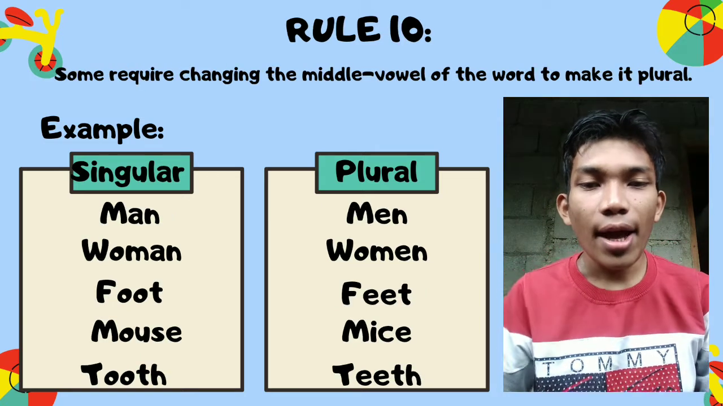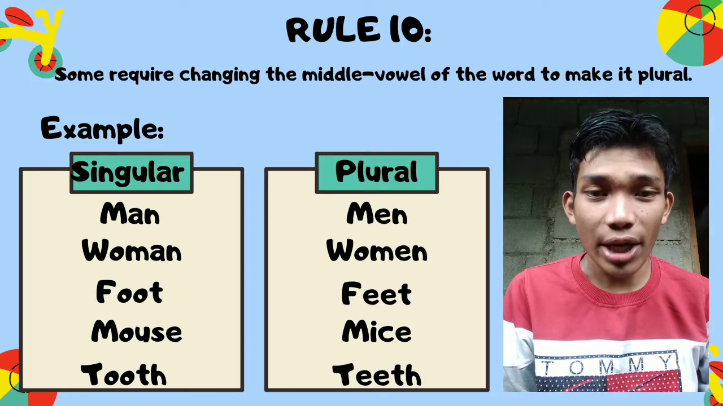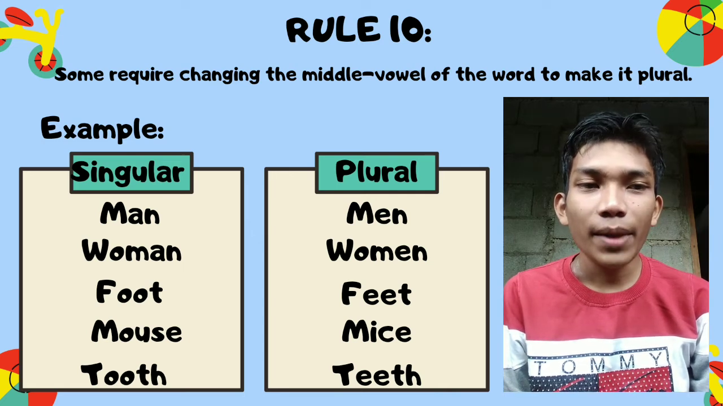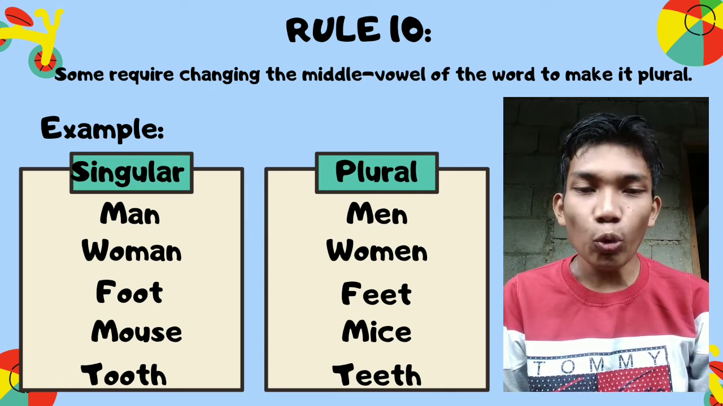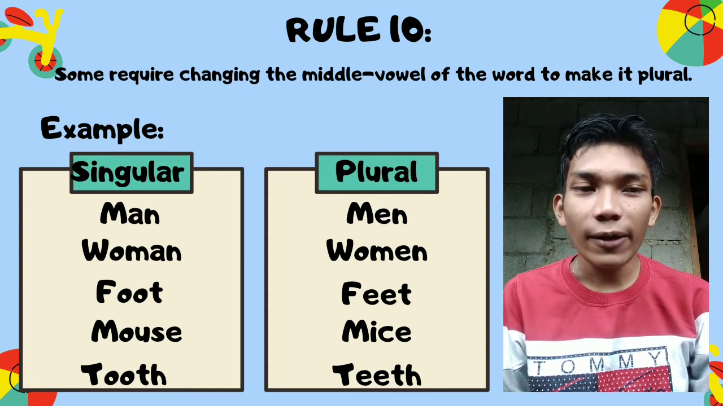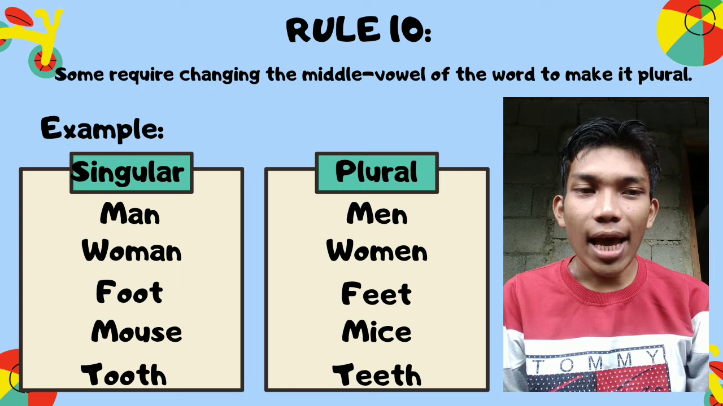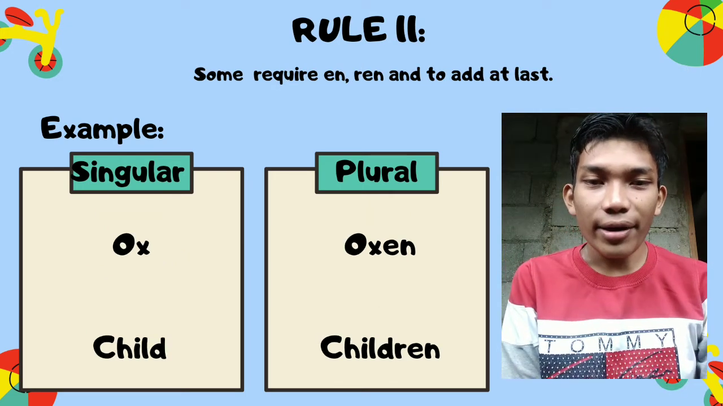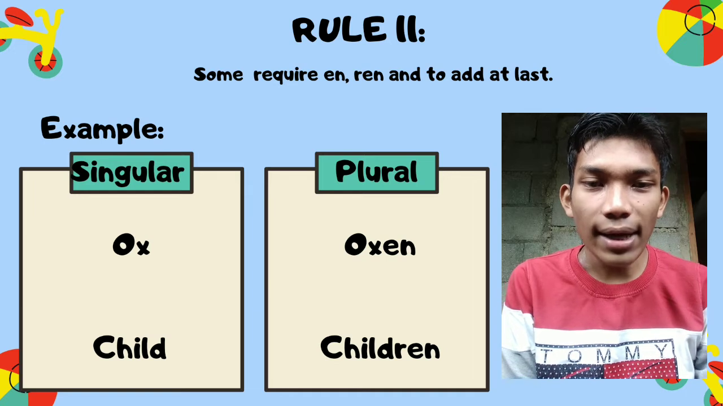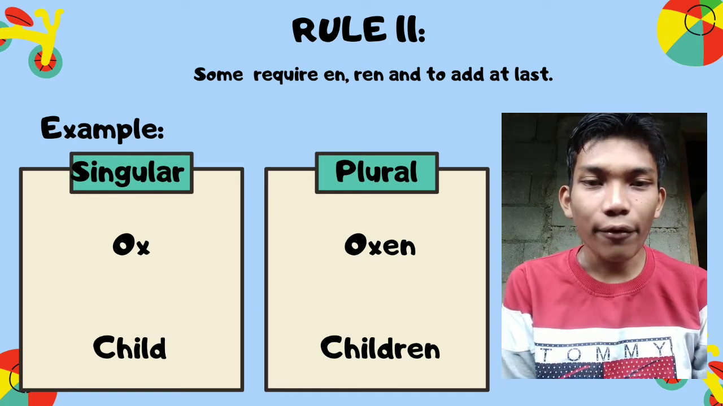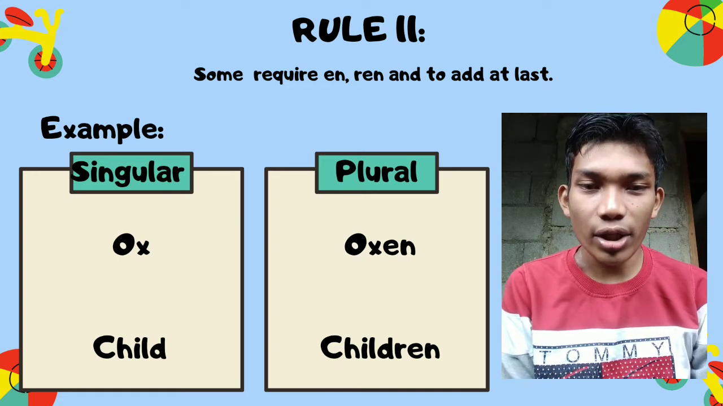In rule number 10, there are nouns that have to change the middle vowel of the word to make it plural. For example, from man to men, from woman to women, from foot to feet, from mouse to mice, and from tooth to teeth. Rule number 11. There are nouns that we have to add en or ren to make it plural. For example, ox to oxen and child to children.